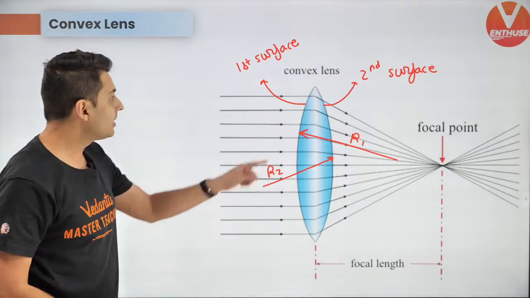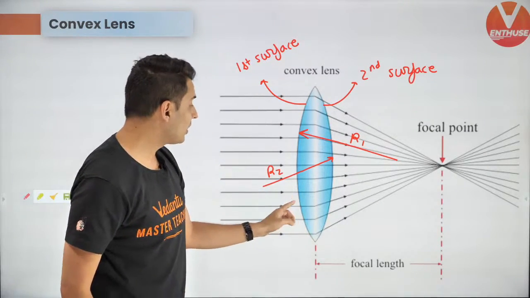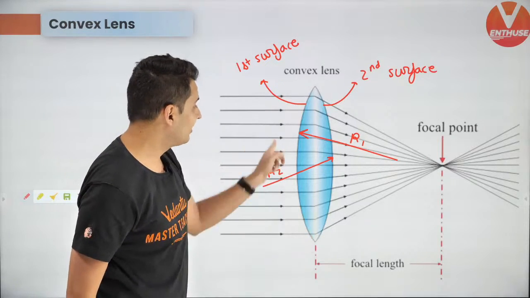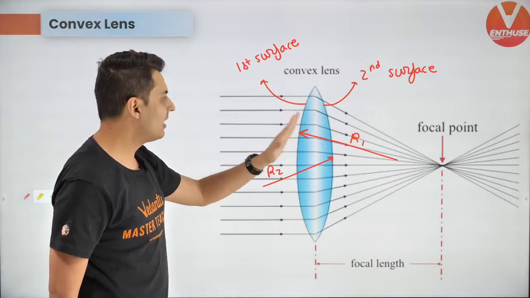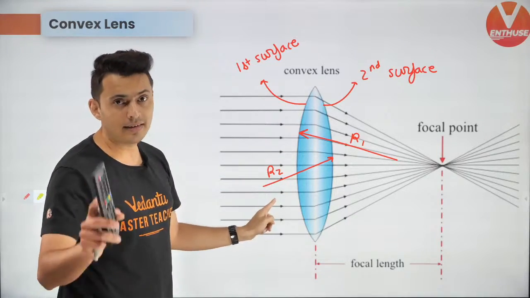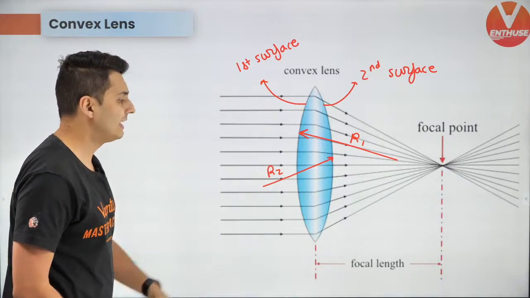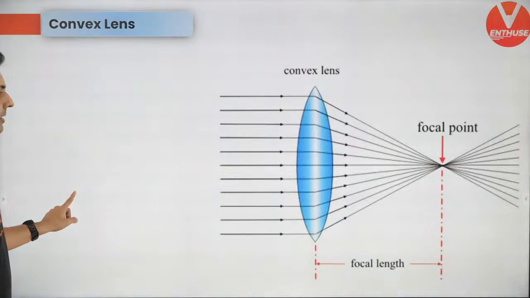A lot of people think this is R1 and this is R2. So be careful about it, guys. You need to know which is R1 and which is R2. R's are the radii of curvature of those surfaces. Okay, I hope this is clear.